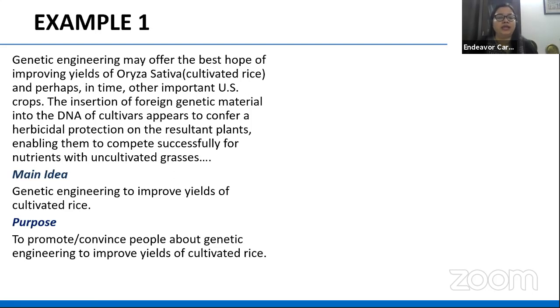Because he wants people to take this up. He thinks genetic engineering is a good method, a good proposal, and he wants people to take this up. He's trying to convince people of this. So you have a purpose, you have his main idea.